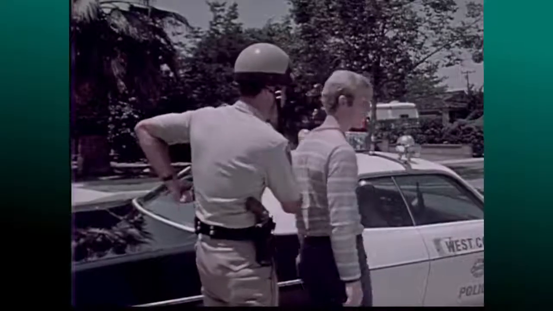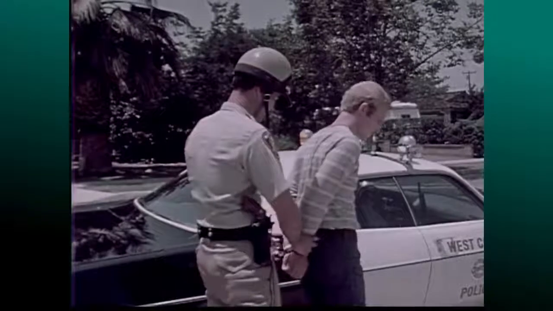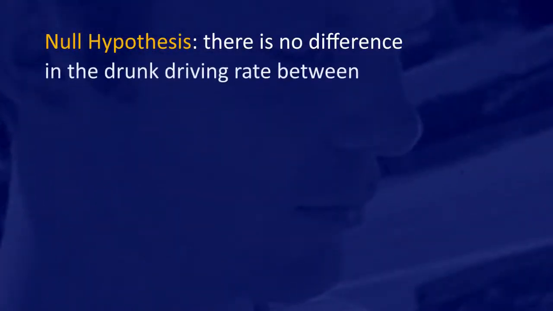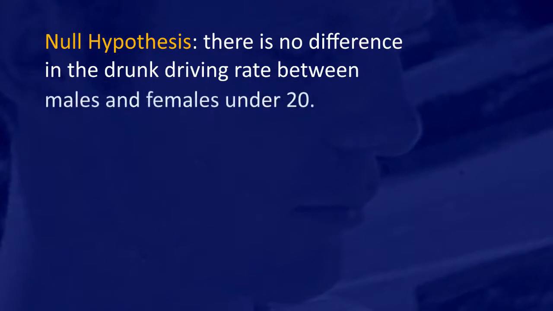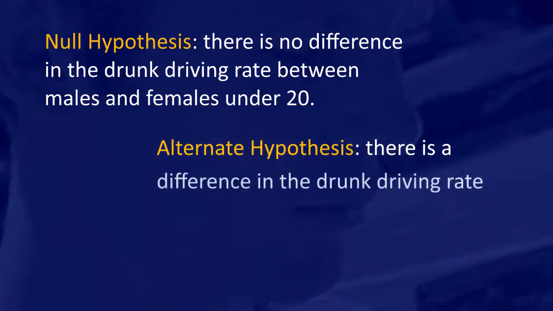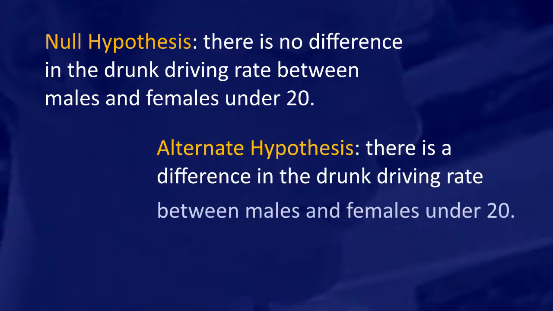We need to further investigate the data and decide between the following 2 points of view: that there is no difference in the drunk driving rate between males and females under 20, our null hypothesis, or that there is a difference in the drunk driving rate between males and females under 20, our alternate hypothesis.